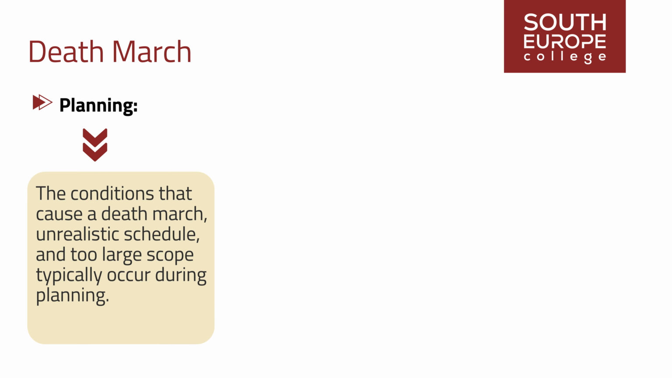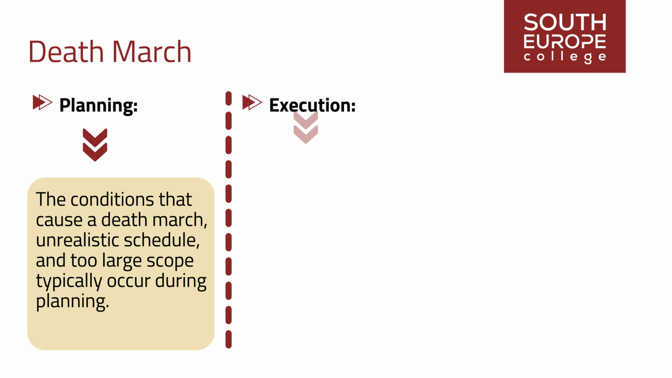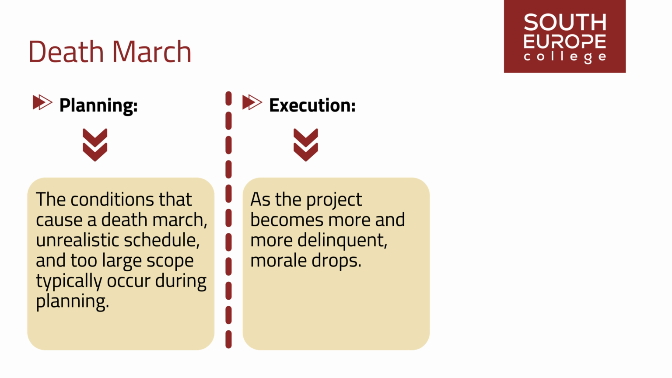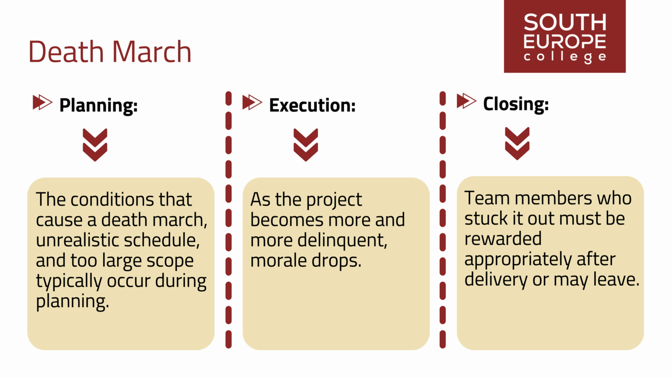Planning. The conditions that cause a death march, unrealistic schedule, and too large scope typically occur during planning. Execution. As the project becomes more and more delinquent, morale drops. Closing. Team members who stuck it out must be rewarded appropriately after delivery or may leave.